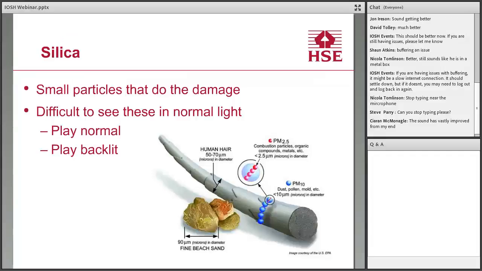Just to see how small these particles are, the first thing I'll do is play a video of sanding, which you'll see in normal light conditions.